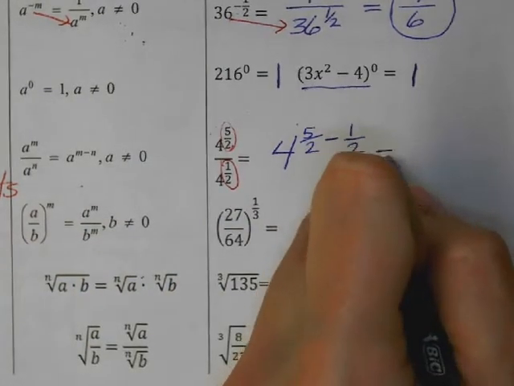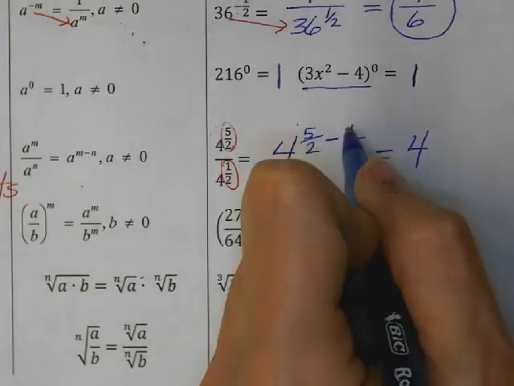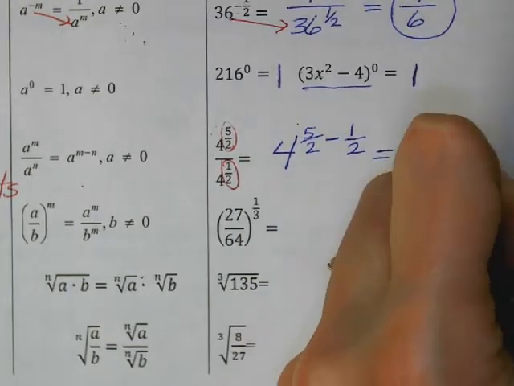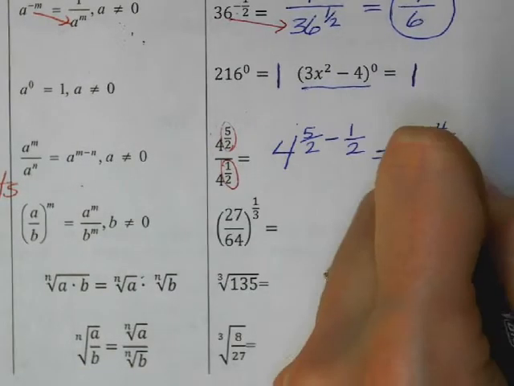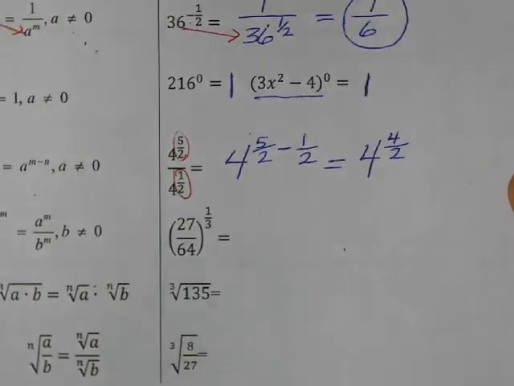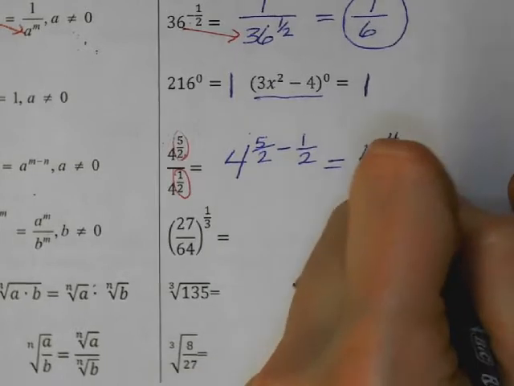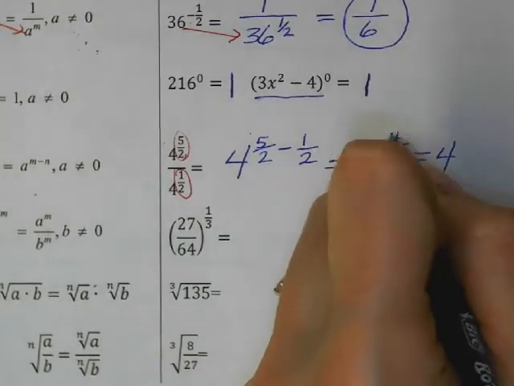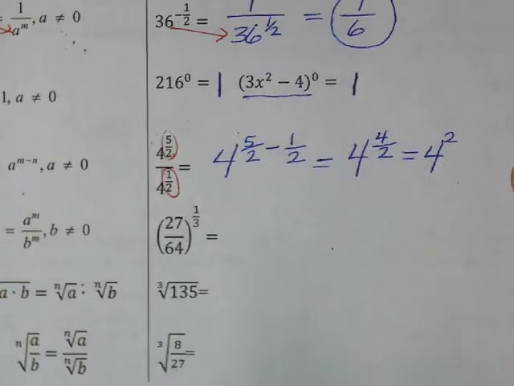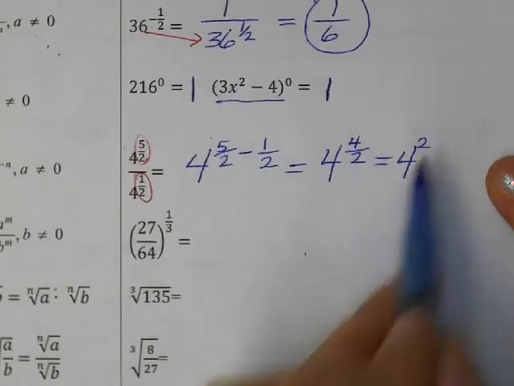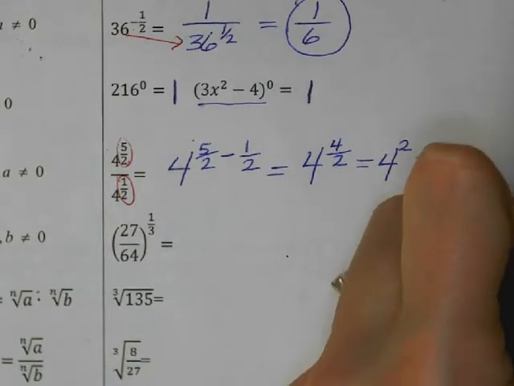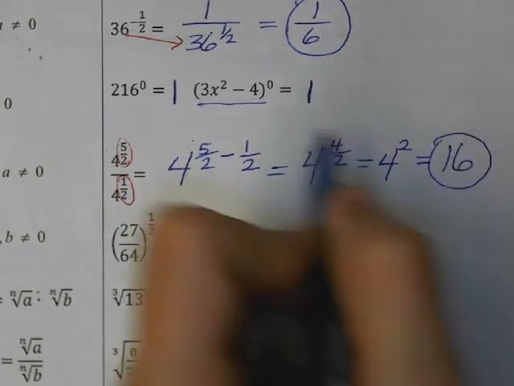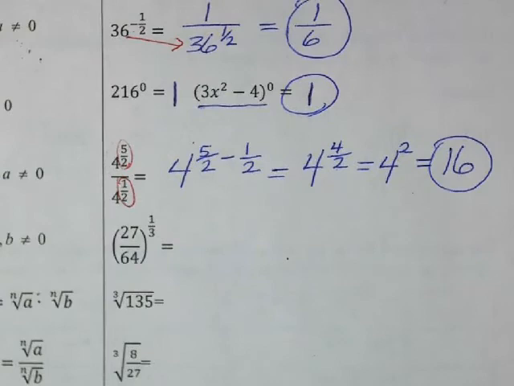So grab a calculator. 5/2 minus 1/2, or use your brain power. 5 minus 1 is 4, so 4 halves. But 4 halves is the same as what? 2. Yep, 4 divided by 2 is 2. What's 4 squared then? What's the answer? 16. Good job. See, these aren't too bad, are they? Just lots of fractions to keep track of.